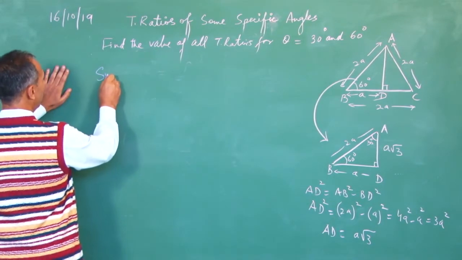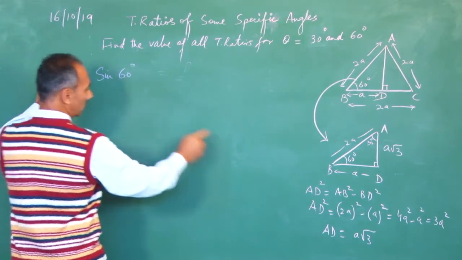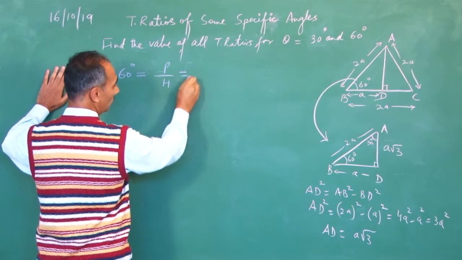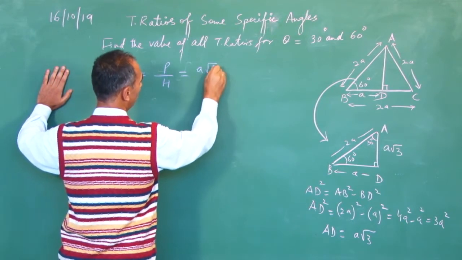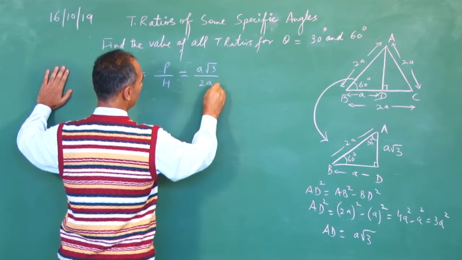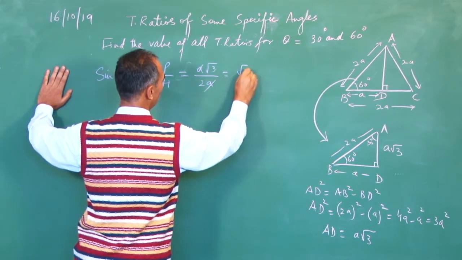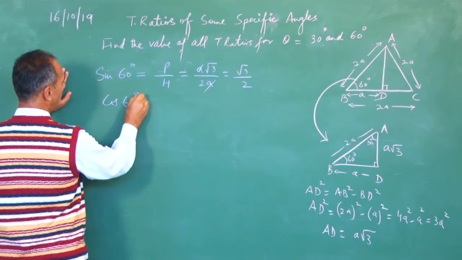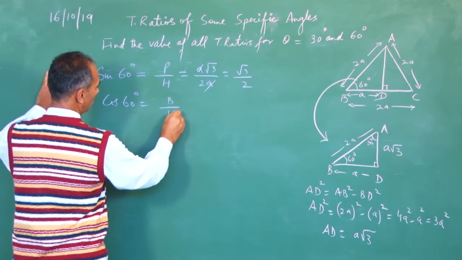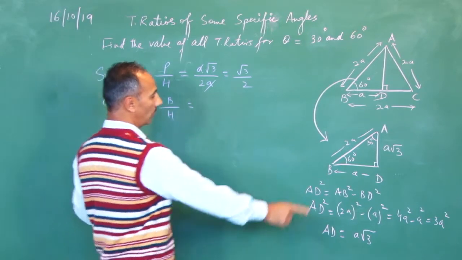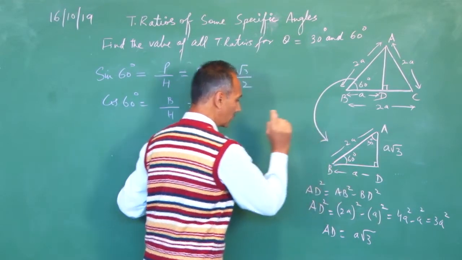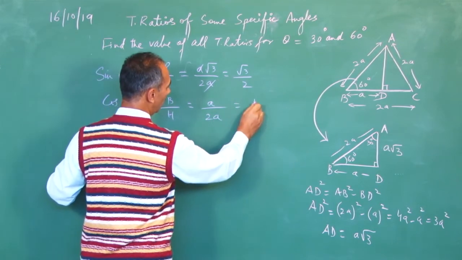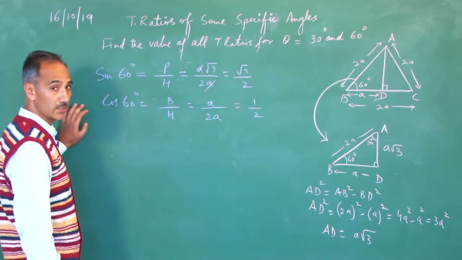So let me write sine of 60. This is my 60. Sine 60, sine is P by H, perpendicular by hypotenuse. Perpendicular is A square root 3 upon 2A. So that is root 3 upon 2. Cos of 60 is base upon hypotenuse. What is the base for 60? Don't forget, when this is the angle, this has to be the base. That is A upon hypotenuse 2A. That is 1 upon 2. So cos 60 is 1 upon 2.